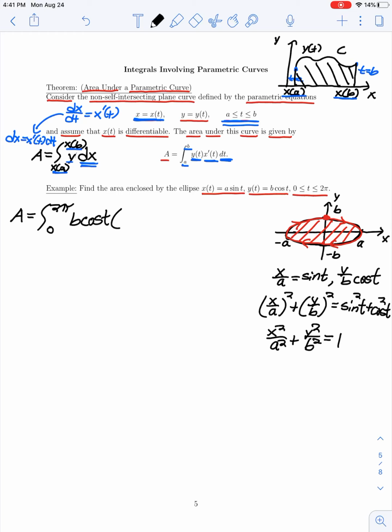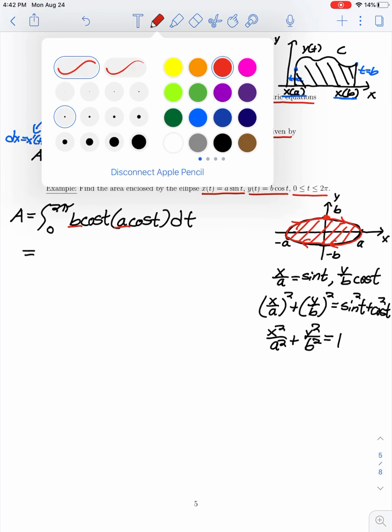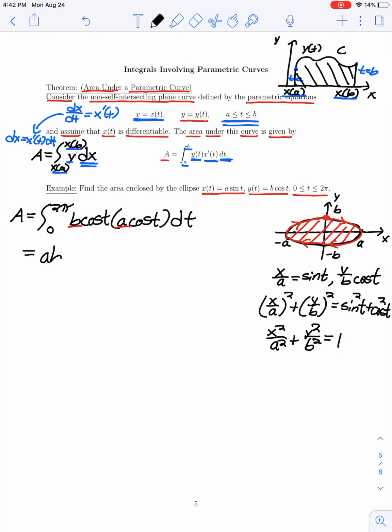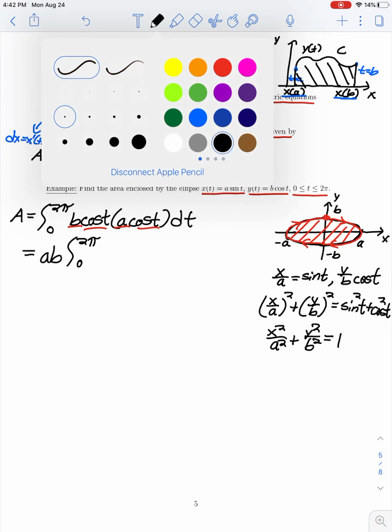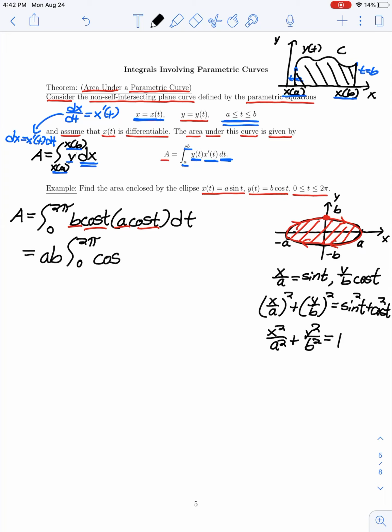The derivative is then a cosine of t with respect to t. Taking the product of these two terms, we have a constant b times a, which we can bring out in front of the integral as the product ab. And we're integrating from 0 to 2 pi. We're left with a cosine of t times cosine of t, which would be cosine squared t dt.